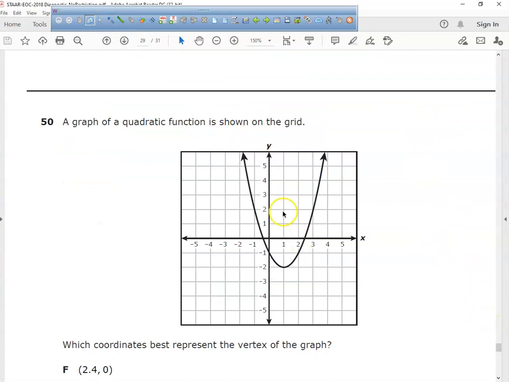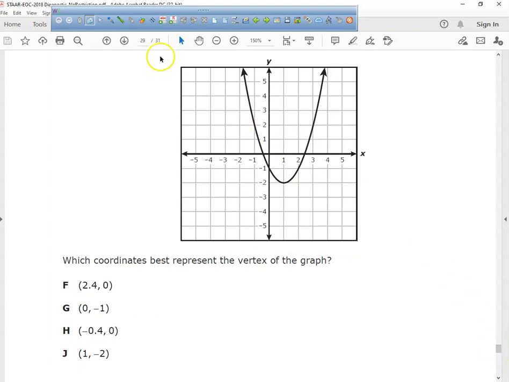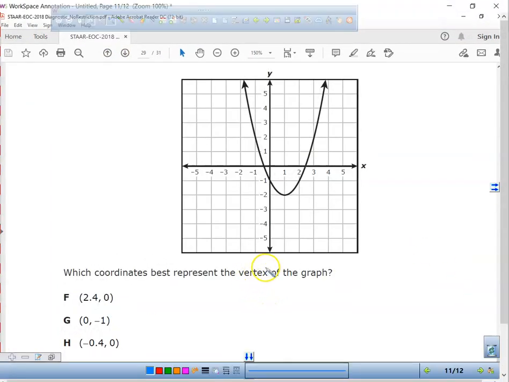Number 50, it says which best, well, this one shouldn't take long at all. Everybody, this is like, here's another gimme. What best represents the what? Vertex. Everybody should have gotten that right. What's the vertex right there?